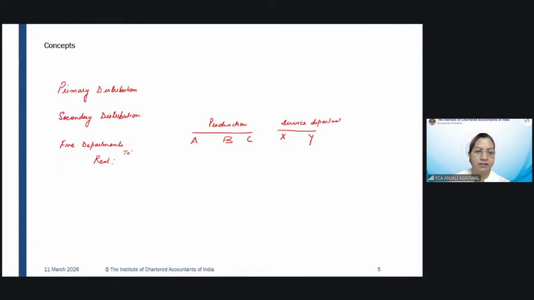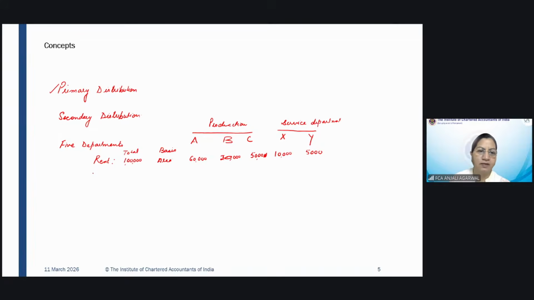Let's say the total rent is 100,000. The basis of apportionment of rent is the area occupied. And let's say on that basis, it comes to 60,000, 20,000, 5,000, 10,000, and 5,000. So what I have done here is a primary distribution. I have apportioned the rent on the basis of area amongst all 5 departments.